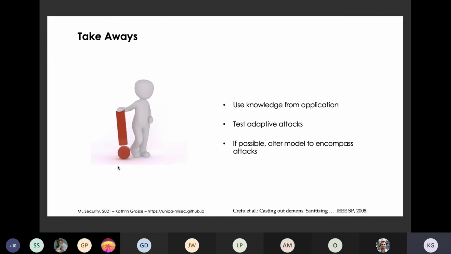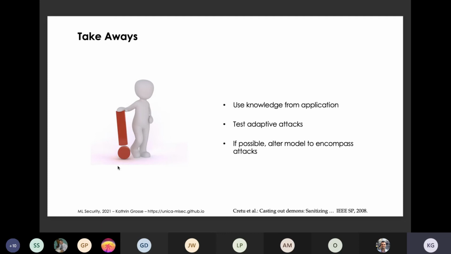Okay, so to summarize this defense, again, high-level defense, you split the data into different chunks, train a micromodel on each chunk, and then you combine these micromodels to cleanse the data. And what is very nice here is that they use knowledge from the application.